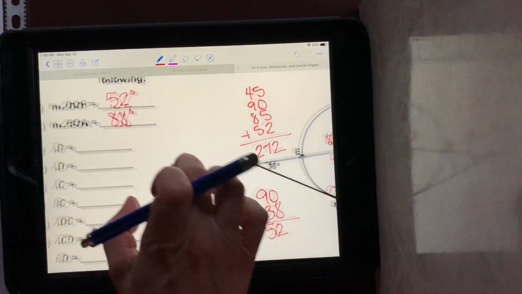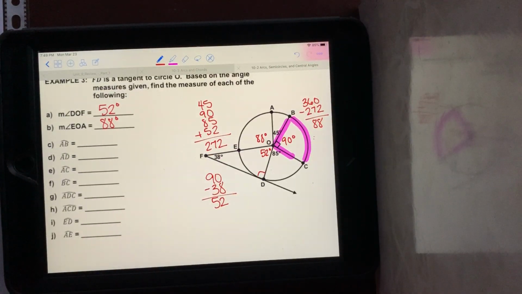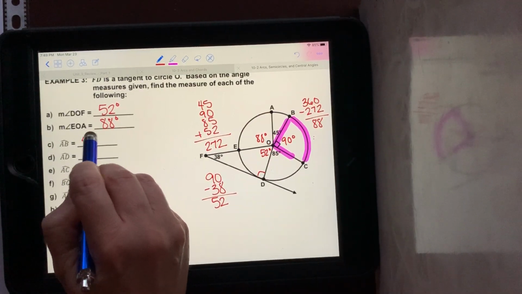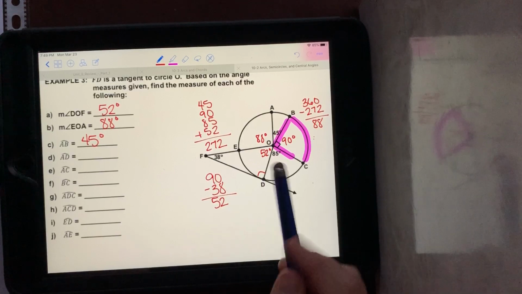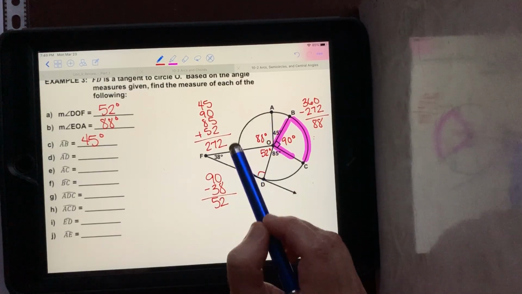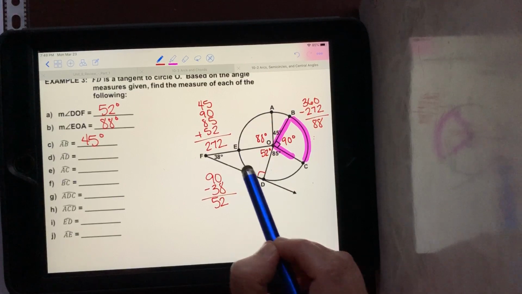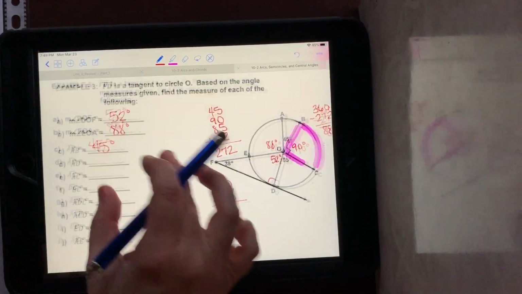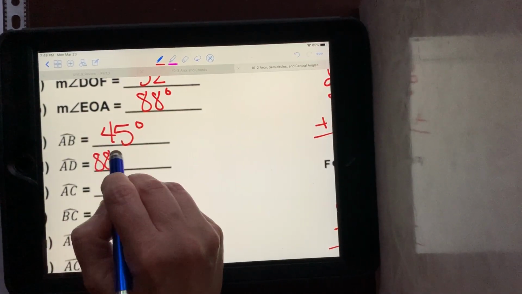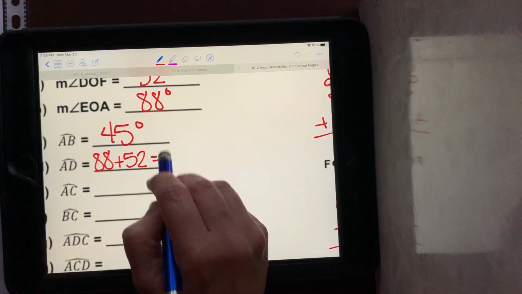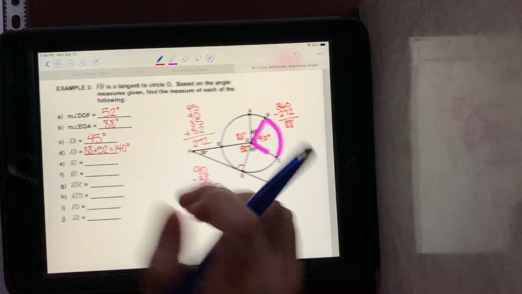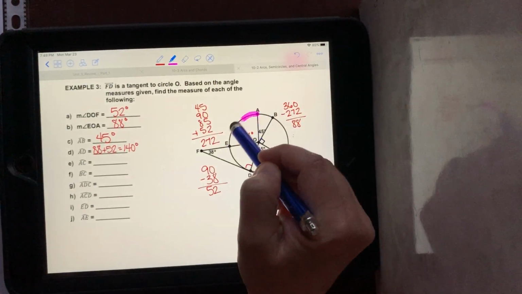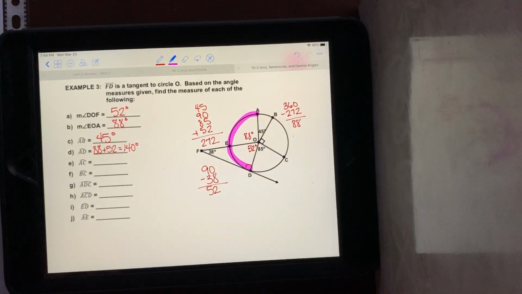And now we have the rest of them as arcs. So AB right here corresponds to this central angle right here, so that's 45 degrees. A to D, so AD is still a minor arc, but do you see how it includes both of those angles? So to find that one, we're going to have to add 88 plus 52. So I'm going to make a note of that. And that gives us 140 degrees. Okay, again, let me make sure you saw that. A to D went here, so we have to include both of those angles.